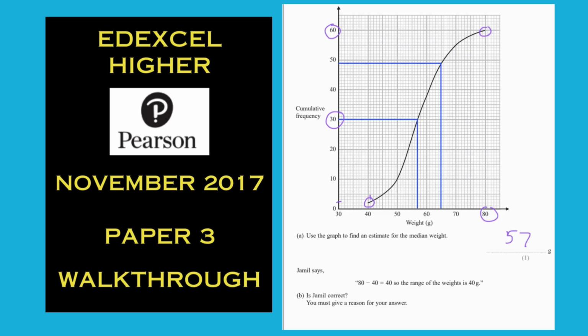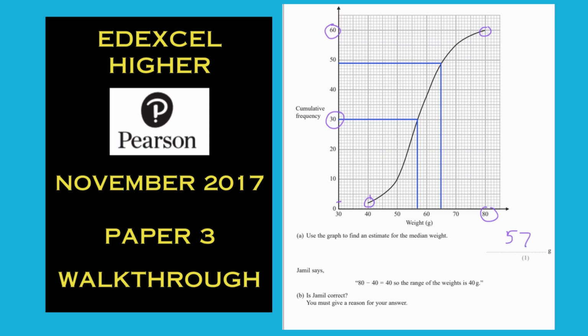There are 2 weights in that group. They could both be 39, 38, 30, or whatever. But at the end of the day, is Jamil correct? I'd put no, he may be incorrect, as the max and min. The max could be below 80 and the min could be below 40.